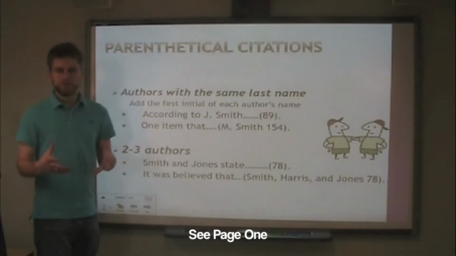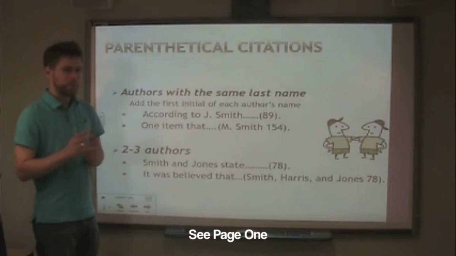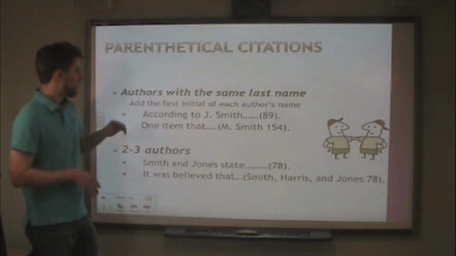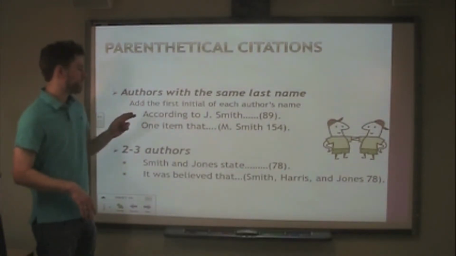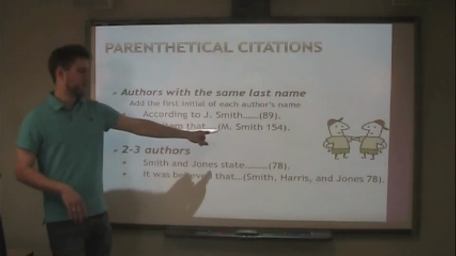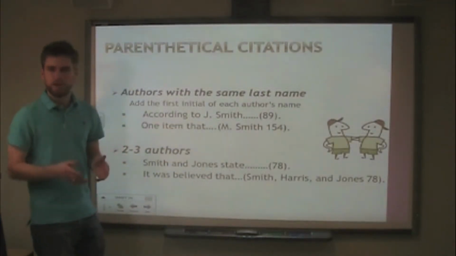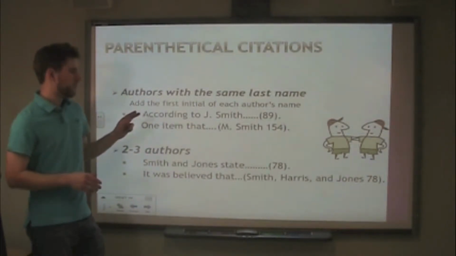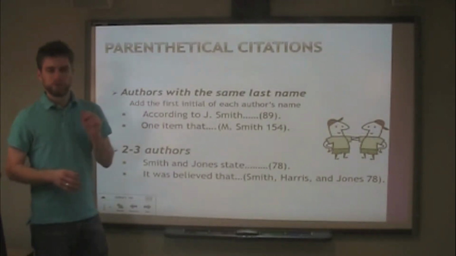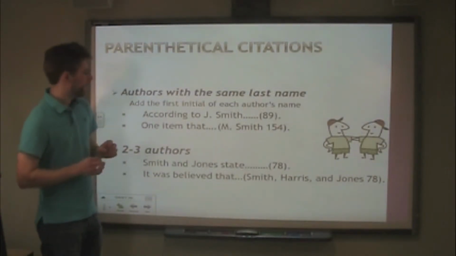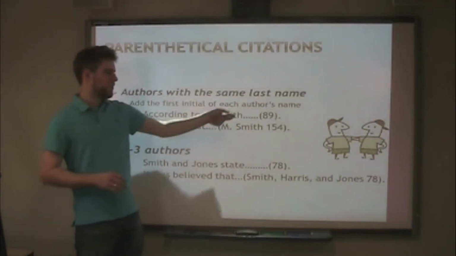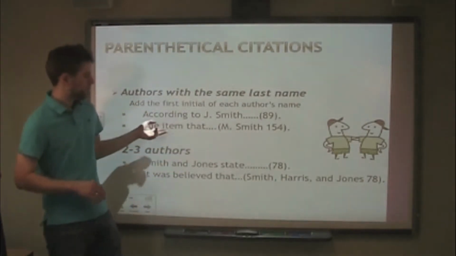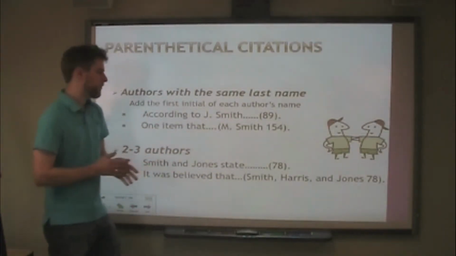And now we're getting into some of the more specific examples. This is on page 4 in your packet. Authors with the same last name. So here we have J. Smith and M. Smith, John Smith and Madeline Smith, whatever. You have to add the first initial of each author's name to differentiate between the two. So according to J. Smith, page number. One item that M. Smith, 154.